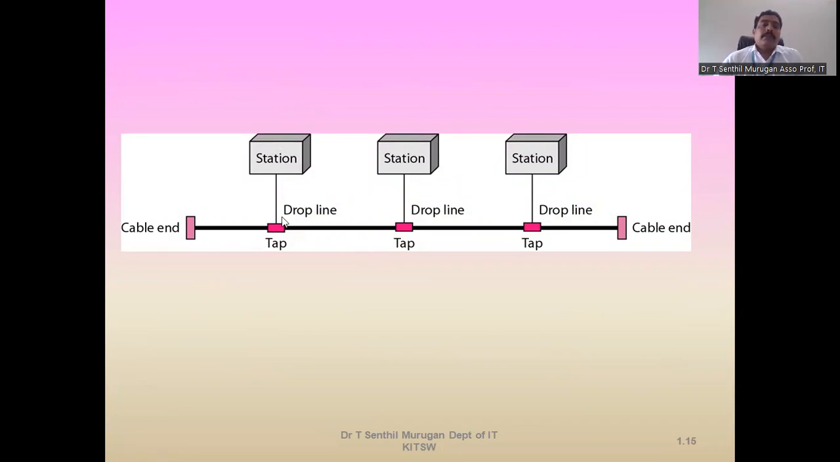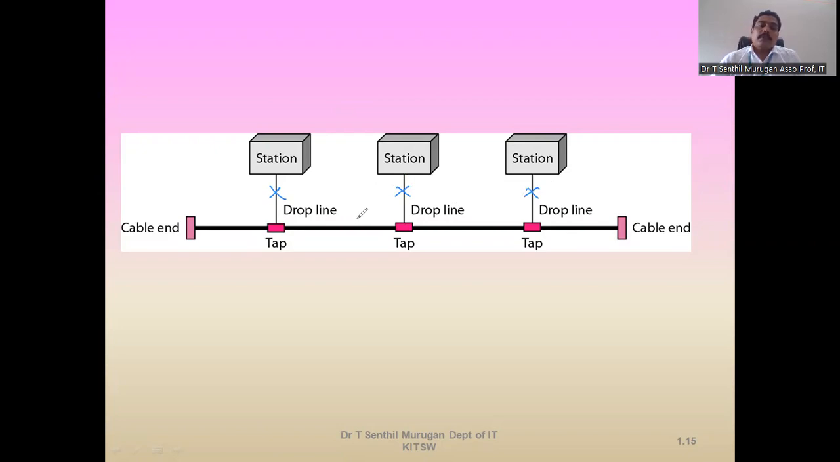So here, what will happen if any system fails in this bus topology? If this connection fails, it won't affect the entire network. So in case this fails, no problem. The other two systems will work. So if it fails, these two systems will work.